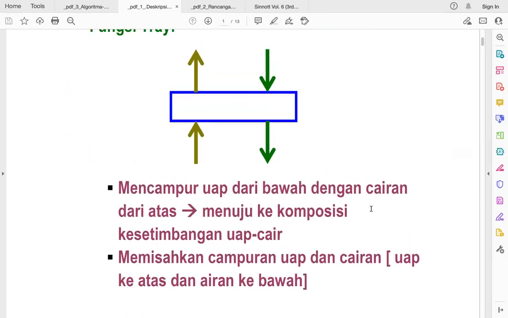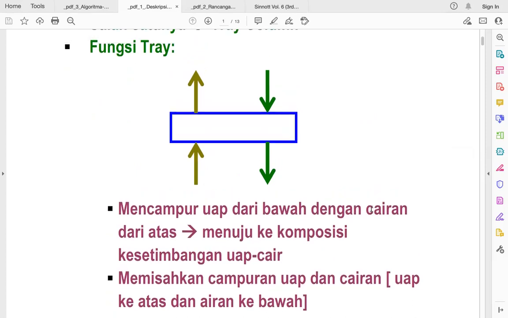So the function of the tray is first to mix the vapor from the tray below that rises up and contacts the liquid, and then it goes toward the vapor-liquid equilibrium composition. Once it reaches equilibrium, both the vapor and the liquid leave with the new composition. So it must be able to separate the vapor-liquid mixture.